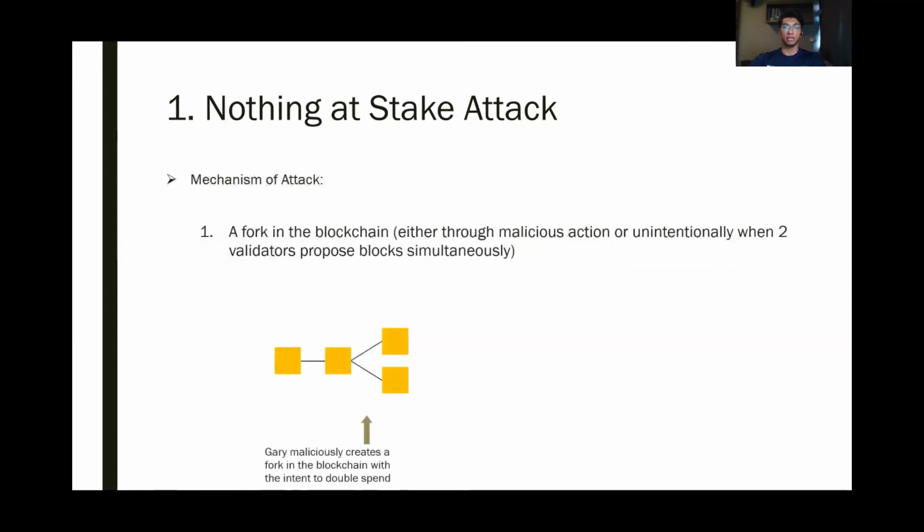Here's a more detailed outline of how this occurs. Let's say Gary is a hacker who wants to create a fork in order to double spend and make off with some profit. Firstly, he would create a fork in the blockchain, which could actually arise intentionally through malicious intent or even unintentionally if two blocks are proposed simultaneously by honest miners.